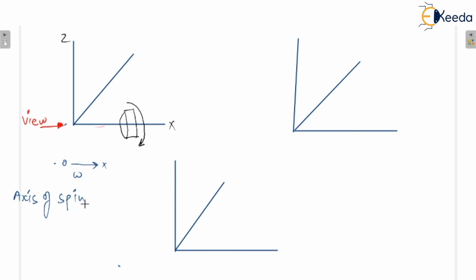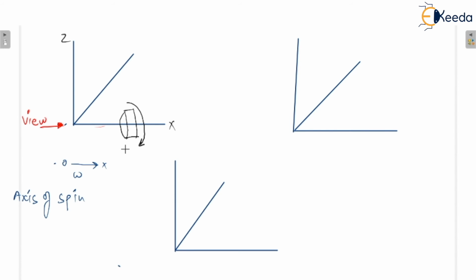You have to place the right hand in such a way that the thumb is perpendicular to the fingers, in the direction OX, and you have to rotate the fingers in the sense of rotation. Whatever be the sense of this body, that means it is clockwise. So you rotate the fingers clockwise, and then the direction of the thumb will decide the direction of angular velocity.